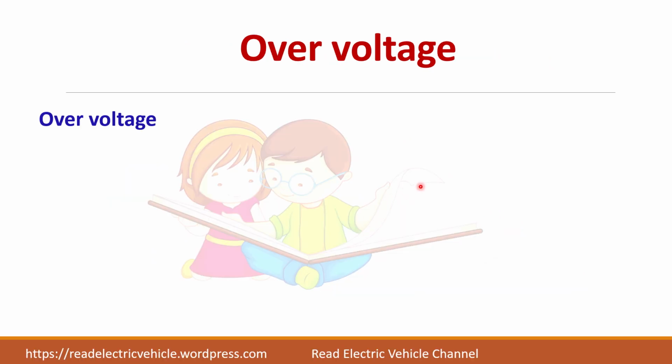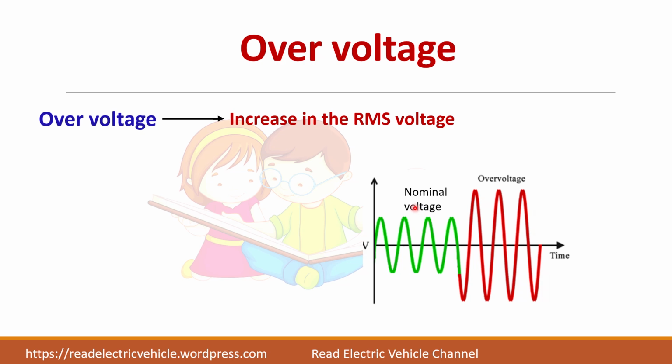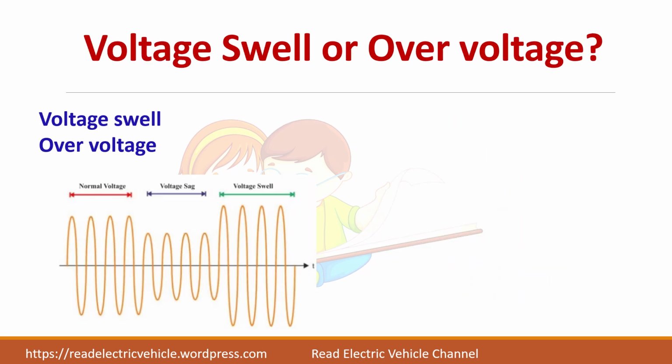What is this over voltage? So over voltage means an increase in the RMS voltage. If you see this waveform, if this is the nominal voltage, for example, it is 230 volts, and suppose I am getting 260 volts, then I call it an over voltage. But there is commonly another term used to represent over voltage, which is called voltage swell.